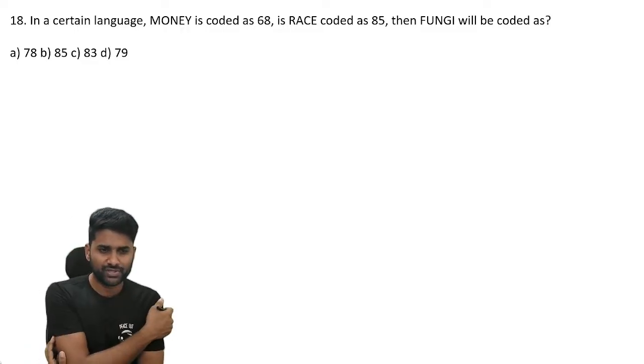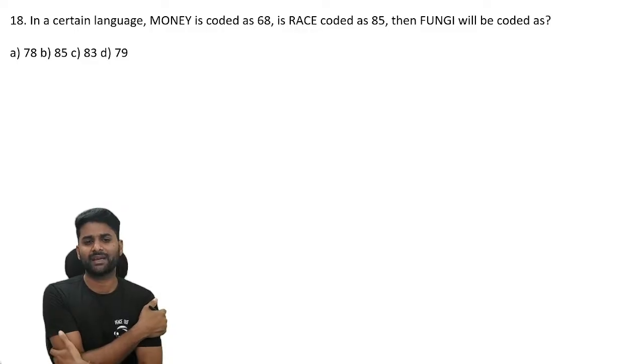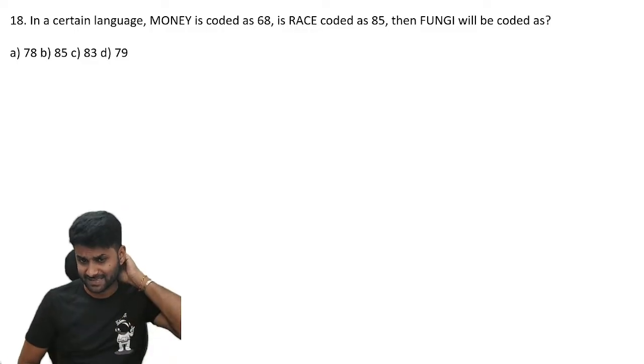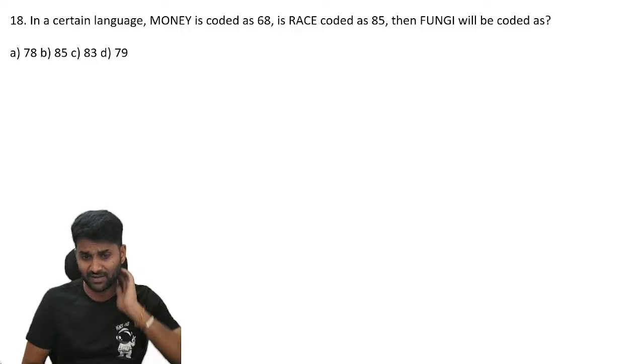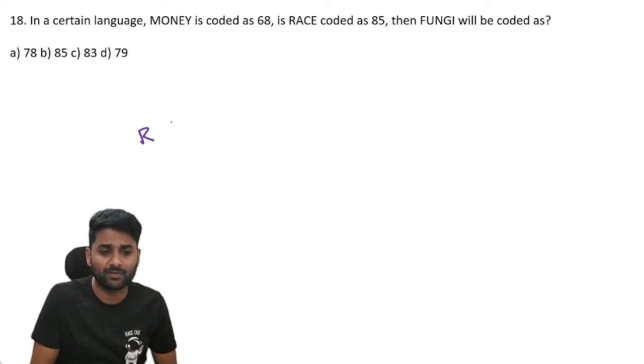Now let's check this question. In a certain code language, money is coded as 68, race is 85. How will fungi be coded? Let's pick the smaller word, RACE.